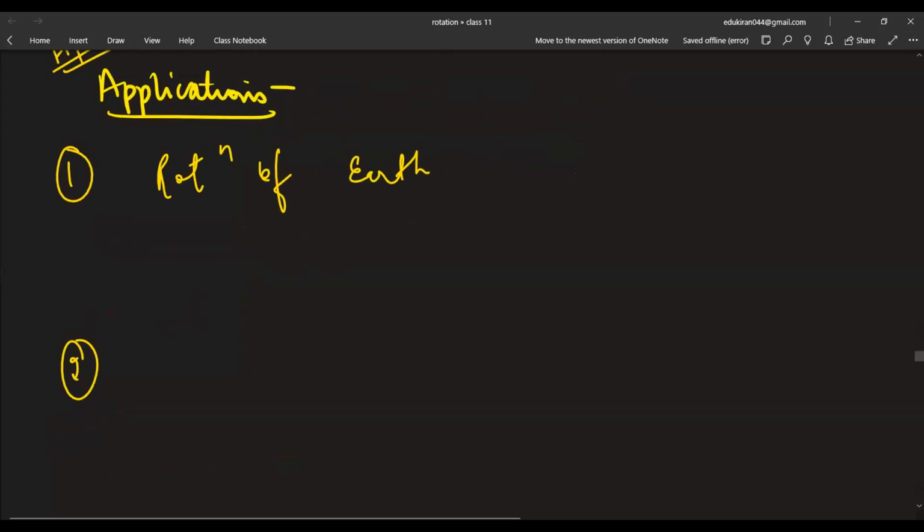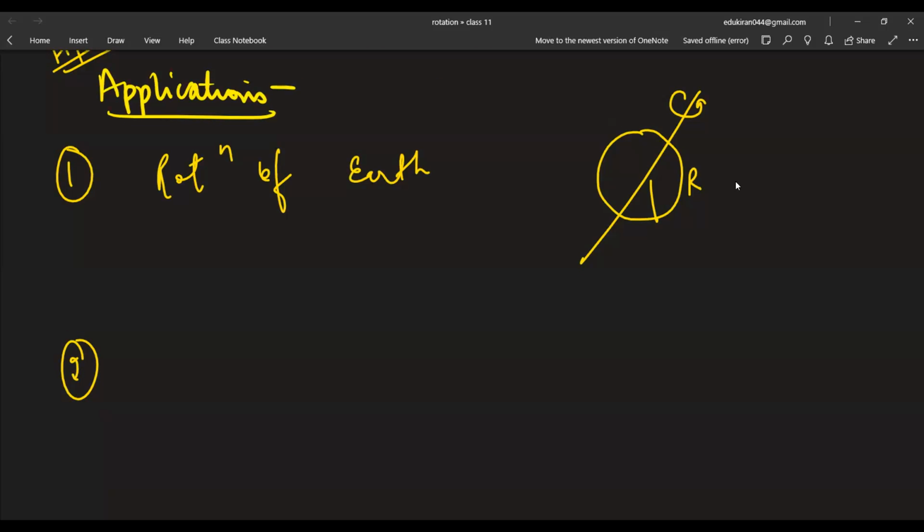Example, rotation of Earth. Look at this example. Earth is there. This is the axis of Earth. It rotates. This is the radius. Let's take a condition. What is the moment of inertia? Moment of inertia is linked with the mass. This is the axis, this is the rotational part, right? So suppose the mass of Earth increases.